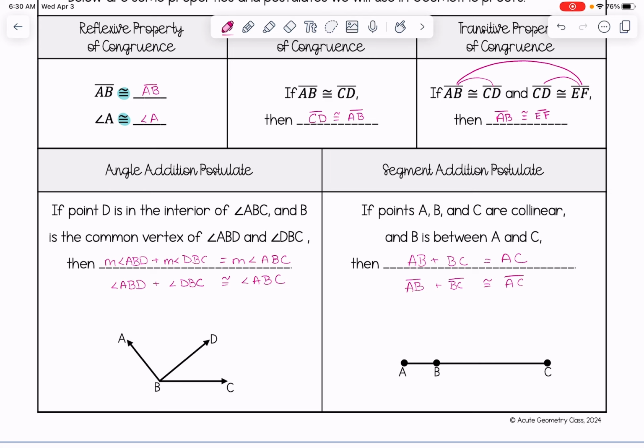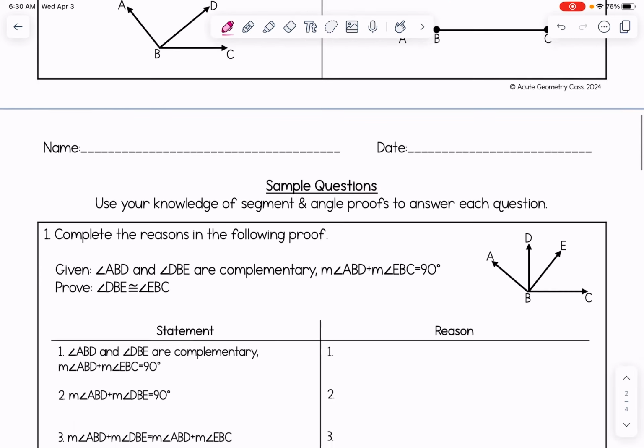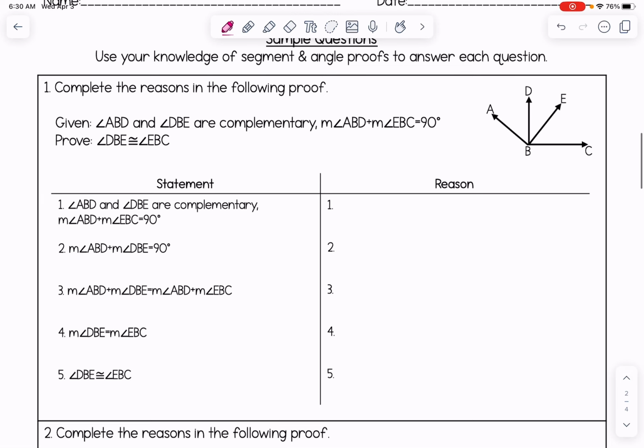All right, we're going to take a look at two examples. One has to do with angles and one has to do with segments. All right, number one says to complete the reasons in the proof. So we know that angles ABD and DBE are complementary. Okay, I'm just going to mark on my picture that would mean they form a right angle. I should also note there, they form a right angle since they are adjacent angles. They share the same vertex.